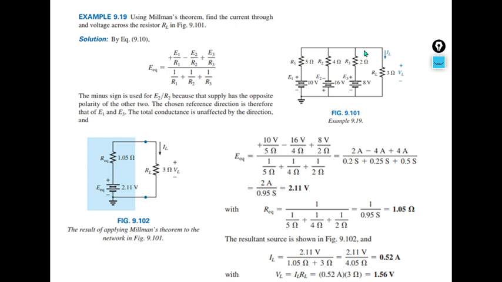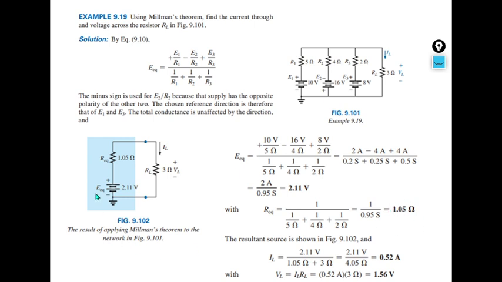So we can get the total E equivalent. Here E1, E2, E3 are taken. So the total E equivalent is equal to 2.11 volt. Now what you have to find is R equivalent. This is a parallel circuit, so 1 by R equivalent is equal to 1 by R1 plus 1 by R2, and so on. So R equivalent is 1 by the sum of G1 plus G2 plus G3, where G1 is 1 by 5, G2 is 1 by 4, G3 is 1 by 2. Ultimately we get R equivalent equal to 1.05 ohm.